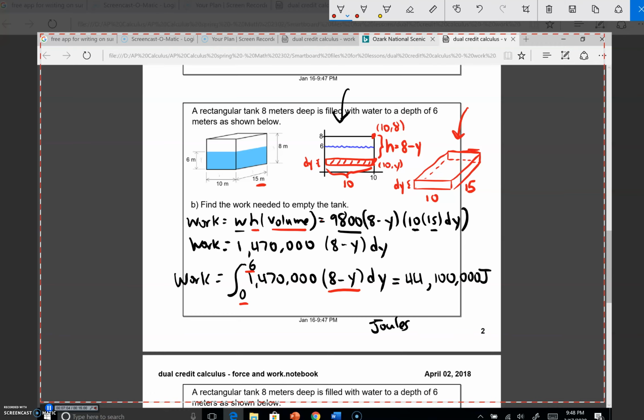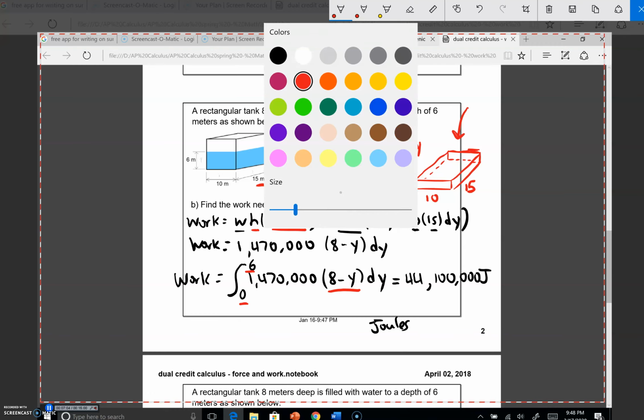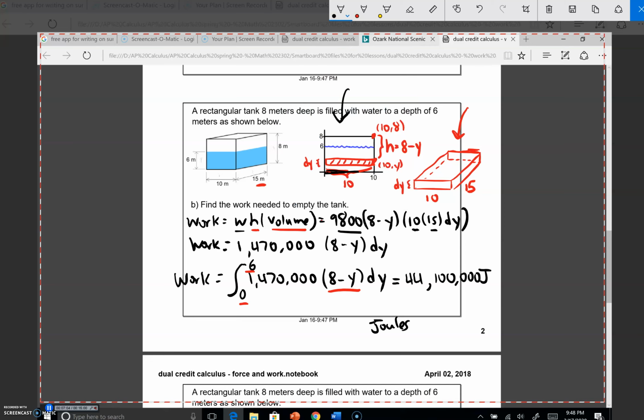So I'm going to show you here, let me get a different color. If we're talking about removing something from the bottom, we're going to move it out of the tank. It has to move a distance of 8. I get 8 when I plug 0 into this distance, 8 minus y. If it's right here, I only have to move it 2 units to get it out of the tank. I get 2 when I plug the 6 into 8 minus y.